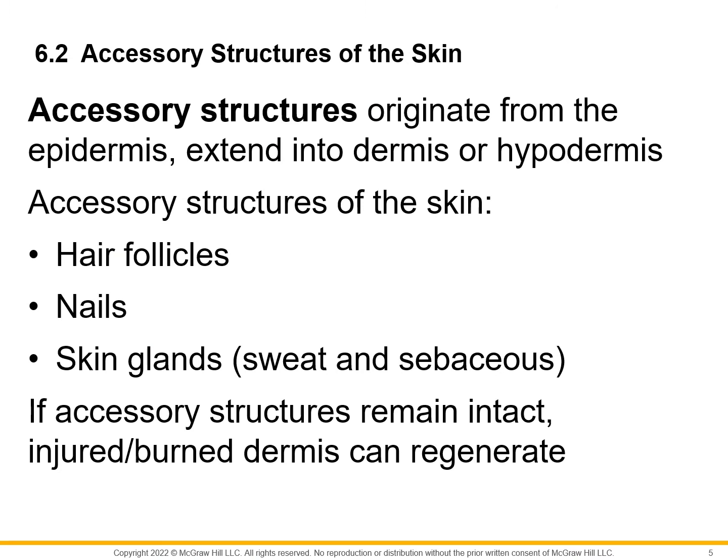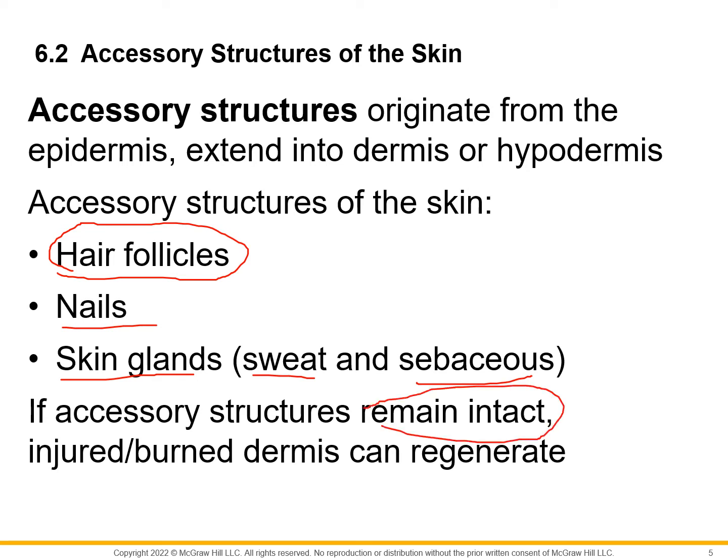Now, some of the accessory structures in here, we're going to look at hair and their little cocoons that we call hair follicles, nails, and the skin glands that will consist of sweat and sebaceous glands. And again, if these structures get hurt, or if the body gets hurt, these structures, if they remain somewhat intact, they can regenerate.